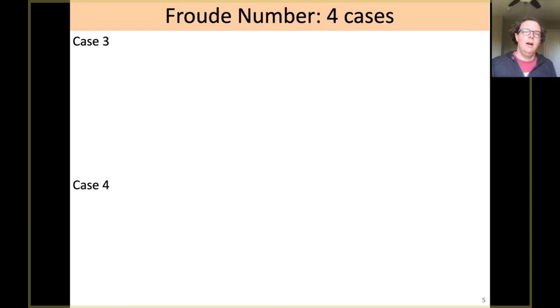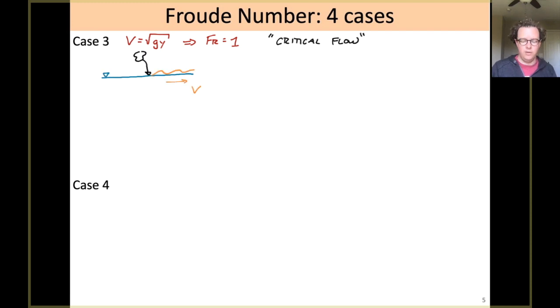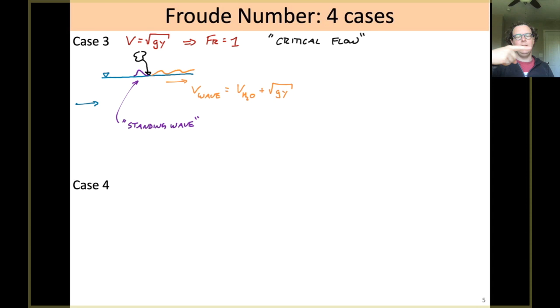Third case, what if Froude number is equal to 1? We've got a velocity equal to that wave celerity. We call that critical flow. And again, if we think about throwing a rock into a moving river here, so we've got our river with some velocity of water moving from left to right. The downstream wave will do just like it did before, but in the upstream direction, you'll get something that we call a standing wave. And this occurs because the wave is able to propagate upstream at the exact same velocity that the water is moving downstream.